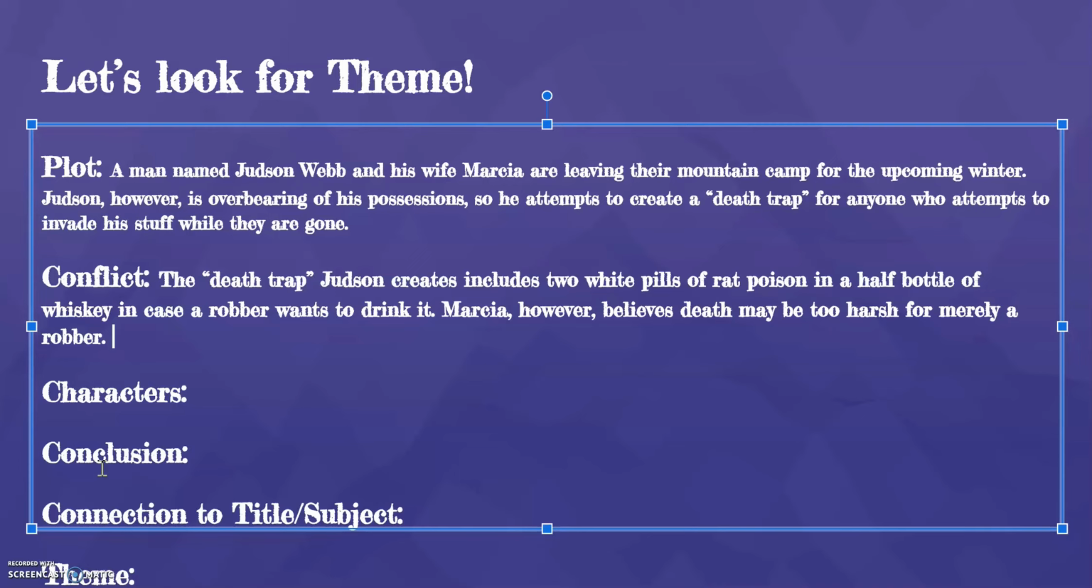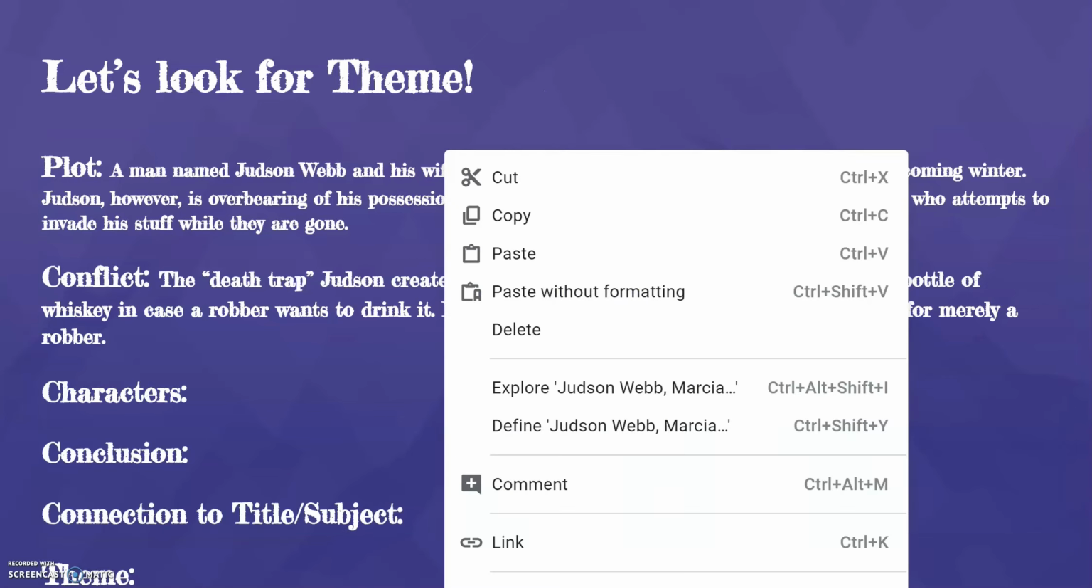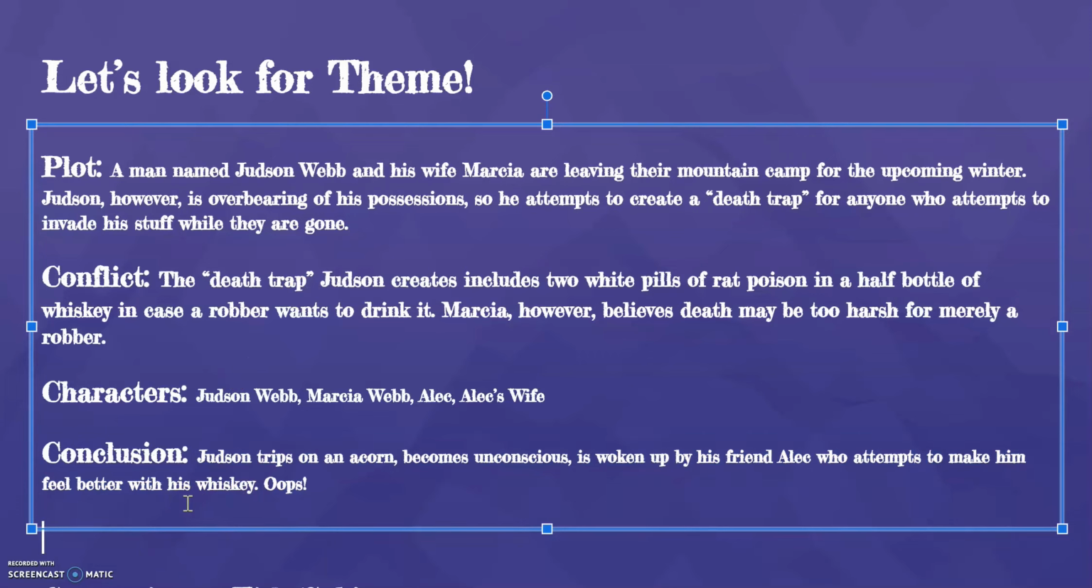So this is a little more specific than the plot. The plot, I'm just giving a little overview, whereas the conflict, I'm getting a little more specific as to what exactly the problem is. And, of course, for the characters, we got Judson Webb, Marcia Webb, Alec, and Alec's wife. So for conclusion, we got, of course, Judson trips on an acorn, he becomes unconscious, he's woken up by his friend Alec, who attempts to make him feel better with whiskey. Oops. Yeah, so we got our conclusion right here.